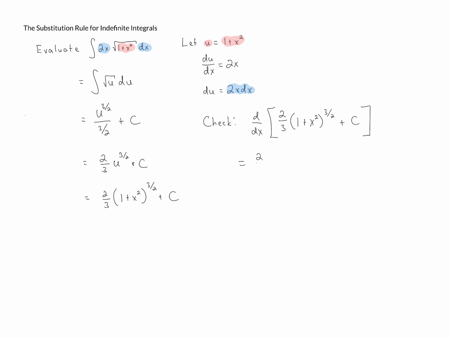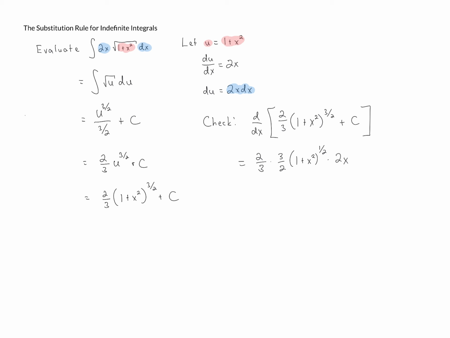In the first term, we've got that 2/3 there. And then, if we want to differentiate 1 plus x squared to the 3/2, we're going to have to use the chain rule. We start by differentiating the outer function, which is raising this to the 3/2. And the derivative of u to the 3/2 is 3/2 times u, which in this case is 1 plus x squared, to the 1/2. We subtract 1 from the exponent. And then we have to multiply by the derivative of the inside. The derivative of 1 plus x squared, well, the derivative of a constant is 0, and the derivative of x squared is 2x, so we've got that.